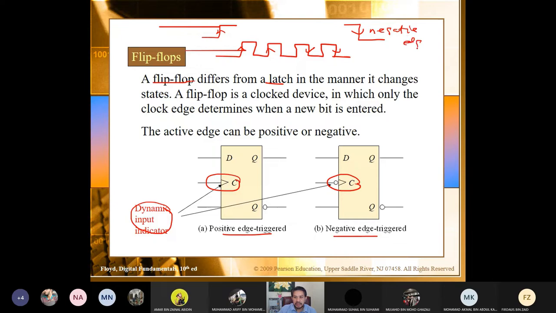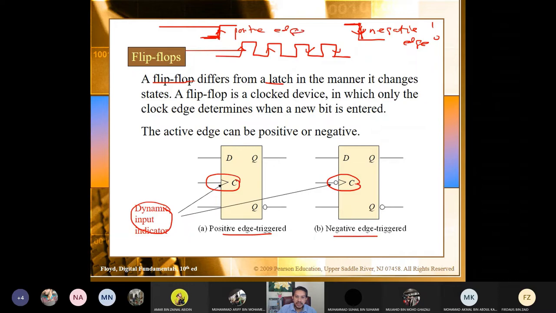So why do we say negative edge? Edge means sampai hujung, the end. So when it reaches the end of the cliff, for example, and falls down from the high value, from 1 to 0, it is going the negative way. That's why you call it negative edge. This is like the edge, the end before climbing the hill. So it goes up, and this is a positive edge. Edge means a penghujung.